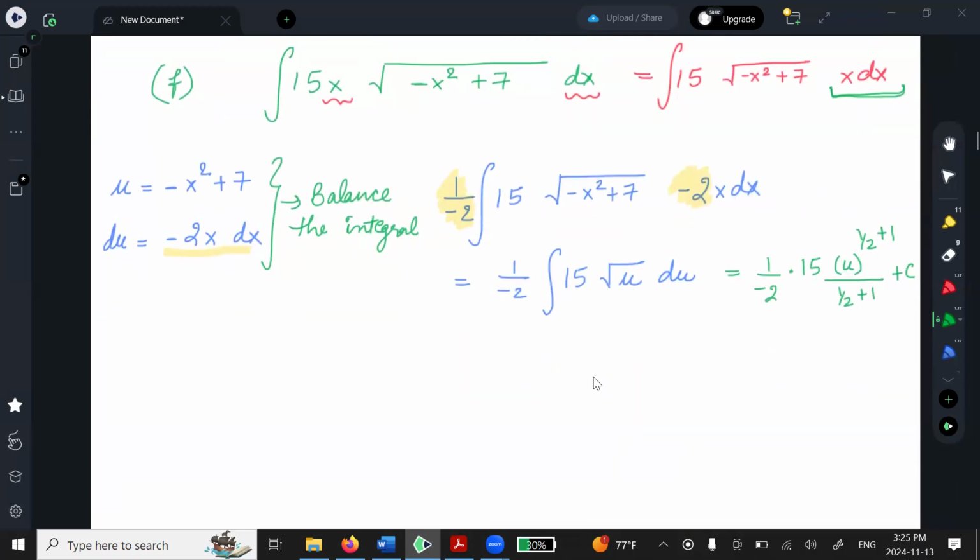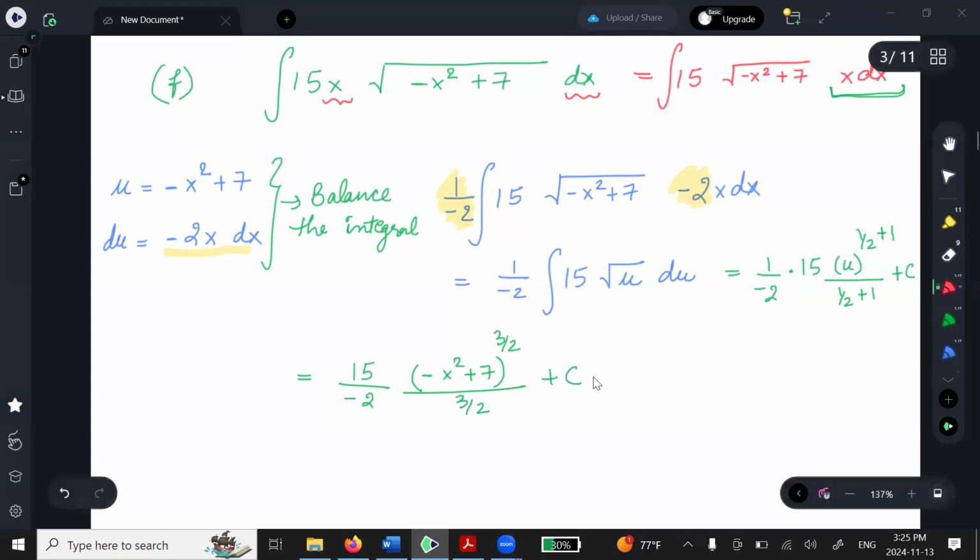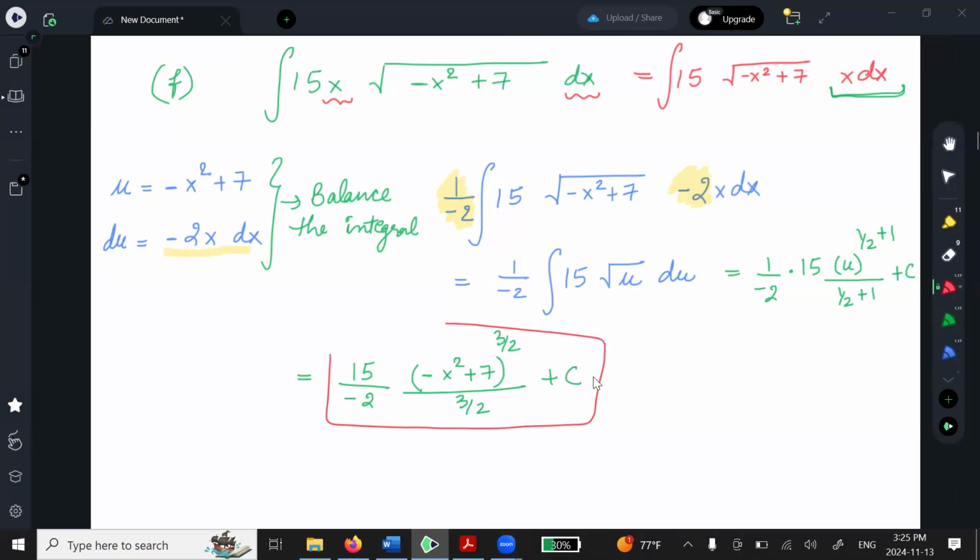But I'm not done here, right? You can simplify this over negative 2. I'm going to replace the u with the original substitution and add that power. What do you get? 3 over 2 divide by 3 over 2 plus c. You can leave it here. This is good enough. Okay, anybody, any questions?